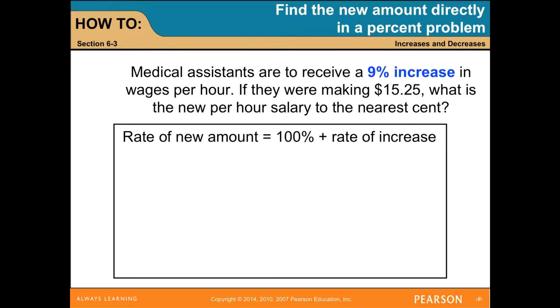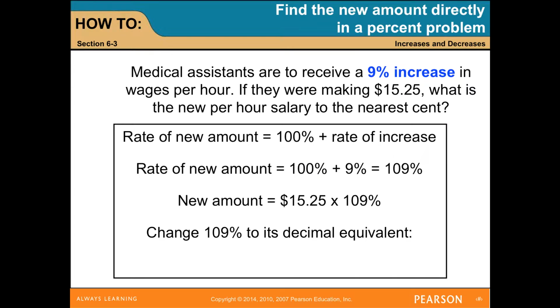Rate of the new amount equals 100% plus rate of the increase. Rate of the new amount equals 100% plus 9%, which is 109%. The new amount is $15.25 times 109%. Change 109% to its decimal equivalent, which is 1.09. Remember, that's like the example that I gave you in the previous slide. 1.09 times $15.25 equals $16.62.